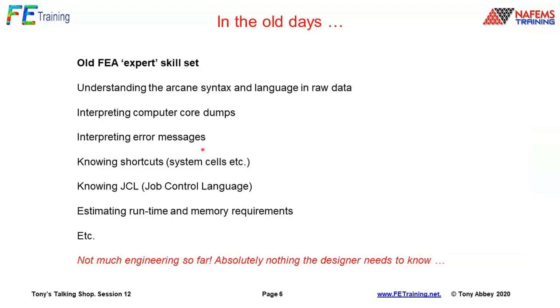And then we had odd things like, we switch this system cell on, then it does this, or we do that. Job control language is like the wrapper that goes around the card inputs, essentially, to tell the computer what to do. Estimating runtime and memory requirements and so on. So you can see, this is a skill set needed, but there's not very much engineering in it so far. And there's absolutely nothing the designer needs to know.